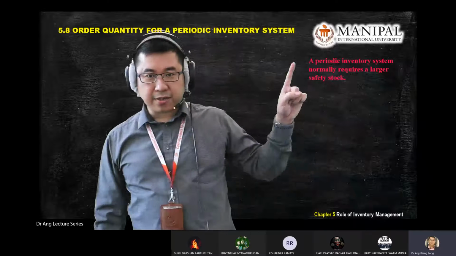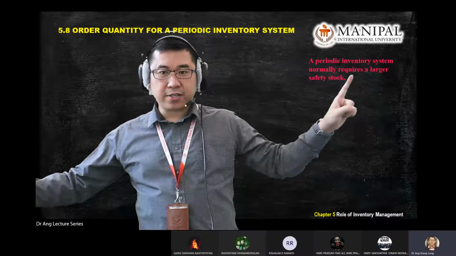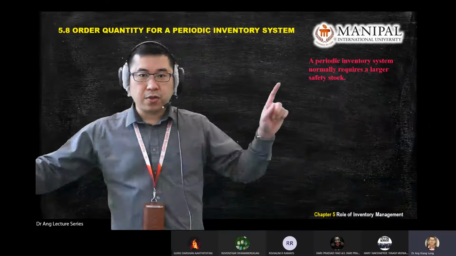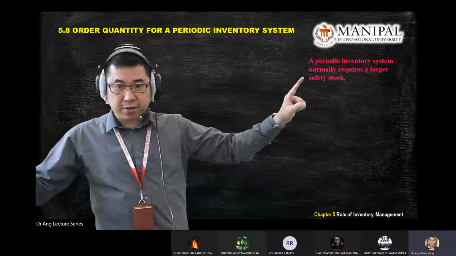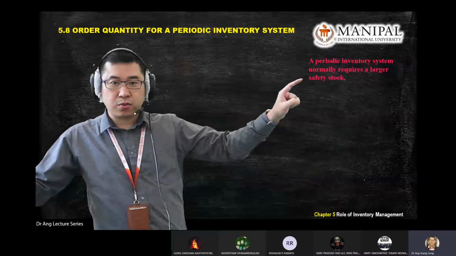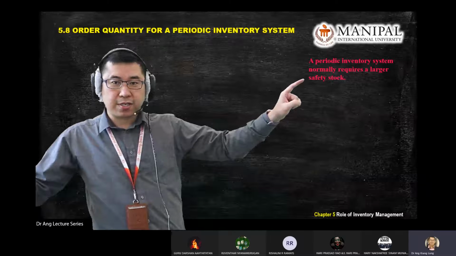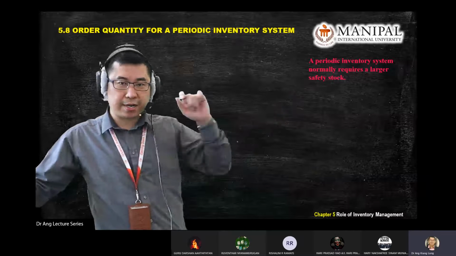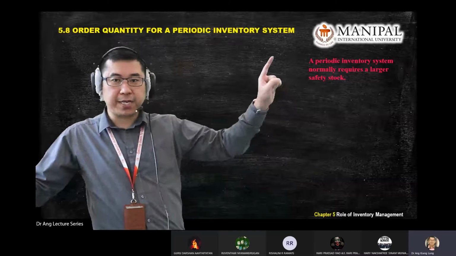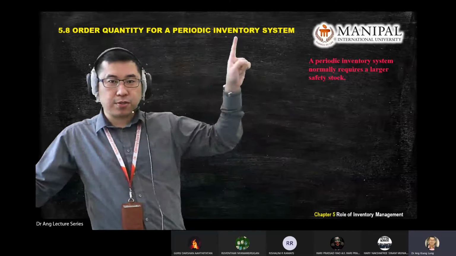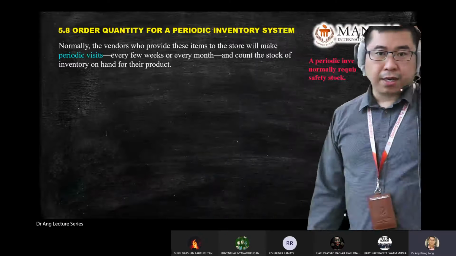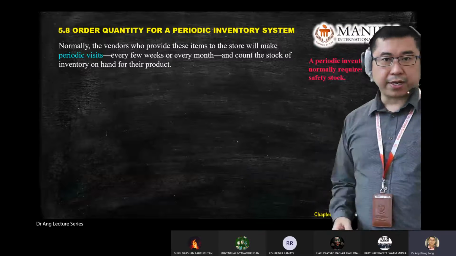A remark here: a periodic inventory system normally requires a larger safety stock. So you already know how to calculate safety stocks already, all right? Just now, this one was calculated by Ruven. So the same formula you already have, but the number should be bigger if you are going to solve for a periodic inventory system. Okay, this one you can read.